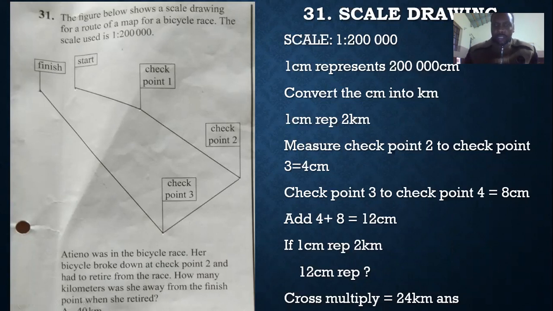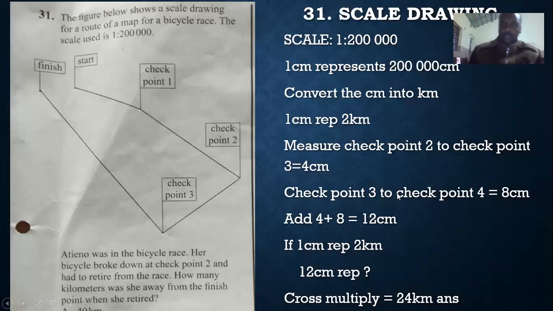So after measuring checkpoint 2 to checkpoint 3 and the finish line, we got 12 centimeters. So if 1 centimeter represents 2 kilometers, what about 12 centimeters? We cross multiply and get that 12 centimeters were represented by 24 kilometers.